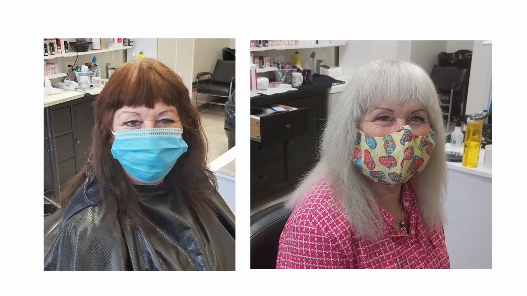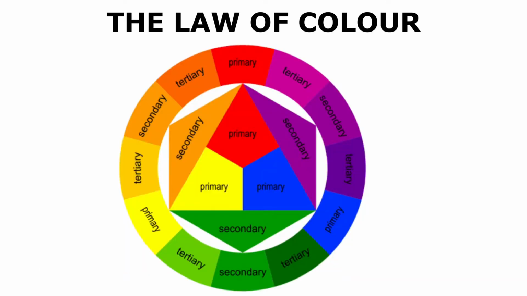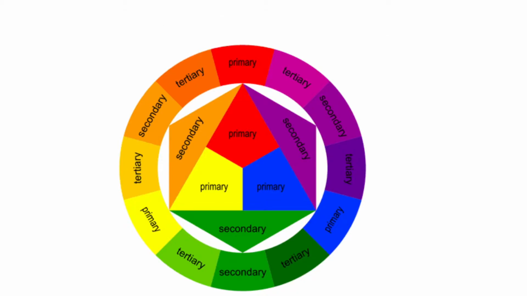The law of color. It's an important law because it makes things very predictable. For example, if you mix red with blue, you will always get violet, or if you mix green and yellow, you will always get orange. Primary colors cannot be created by mixing any other colors together. There are three primary colors, and those are red, blue, and yellow.